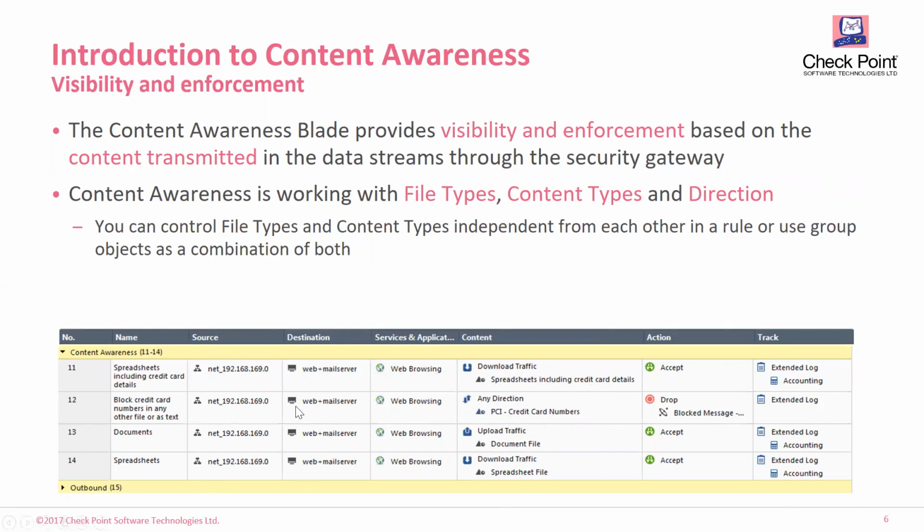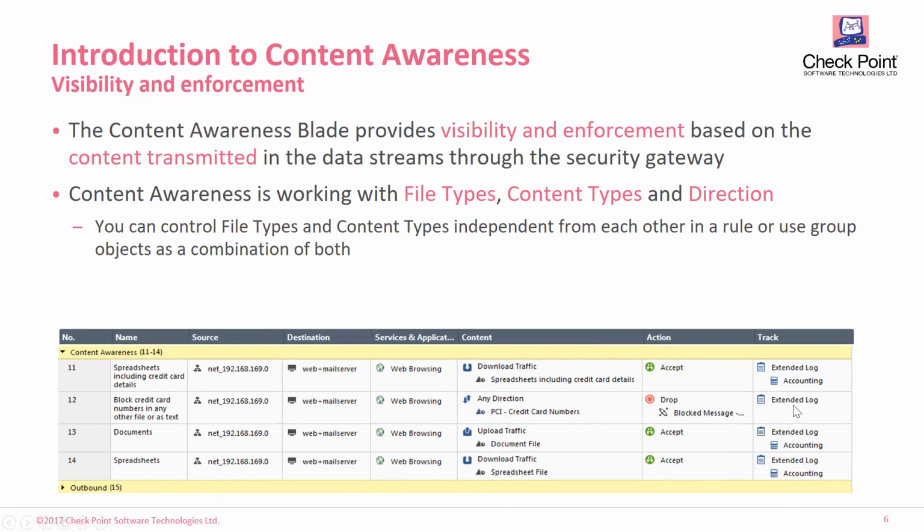Maybe as a company, you have a policy that allows you to download spreadsheets including credit card details, but you don't want any other type of credit card details to be transmitted anywhere else in any other files, because as a company, you only use spreadsheets to transfer numbers that look like credit card numbers. So here, we're going to allow those spreadsheets with credit card details to go through, but we're going to block any other credit card numbers in any direction, upload or download. And then we're going to allow the rest of the documents and spreadsheets through so that we're not inhibiting the business.